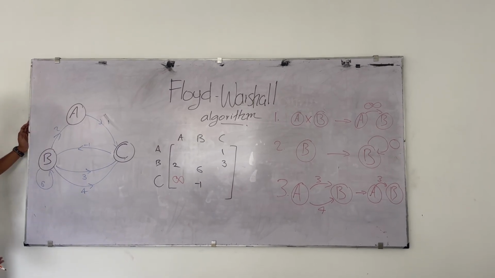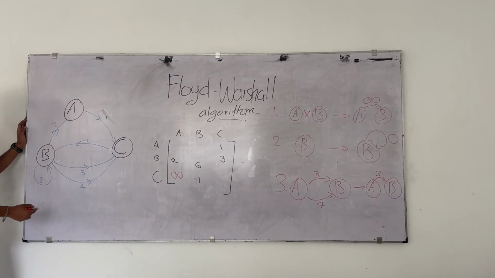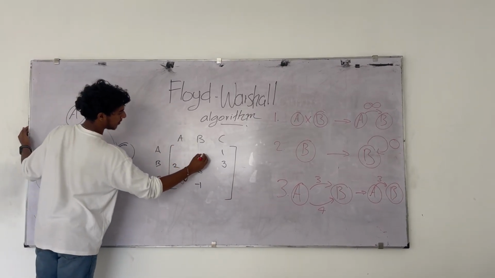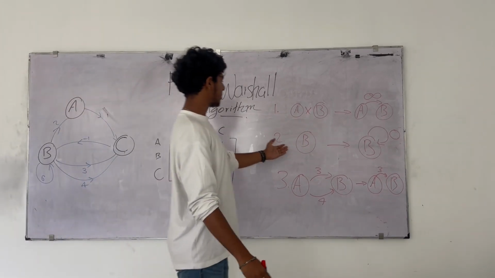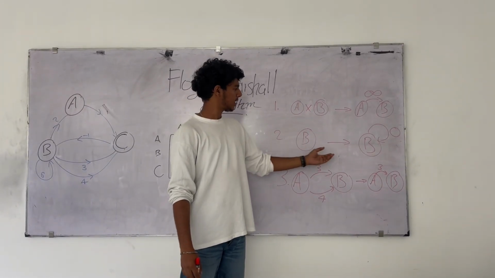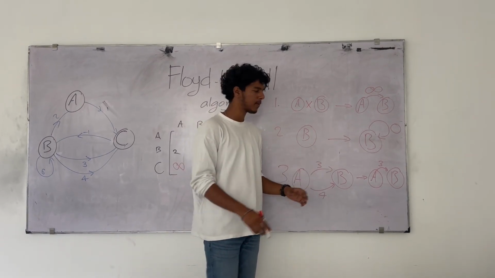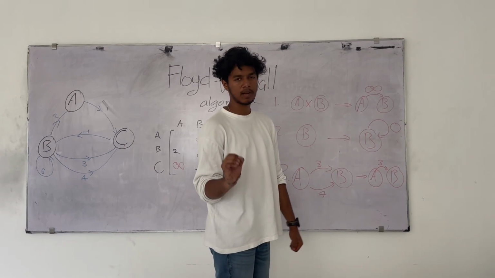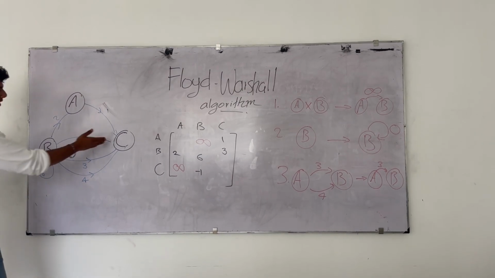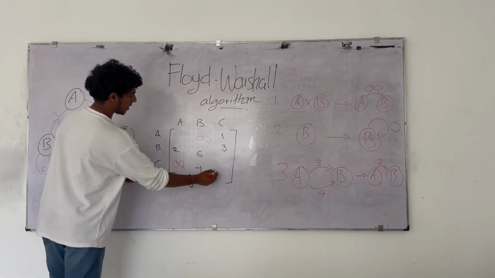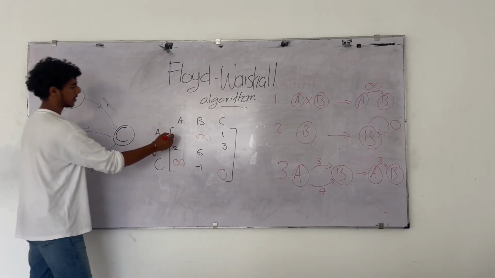The next one is we don't have an edge from A to B. We consider that it also has an infinite edge. And the next one is, if a node doesn't have a self-loop value, we consider that the self-loop value is 0. So B has a self-loop, C doesn't have a self-loop, so we consider that as 0. And A doesn't have a self-loop, so we consider that as 0.